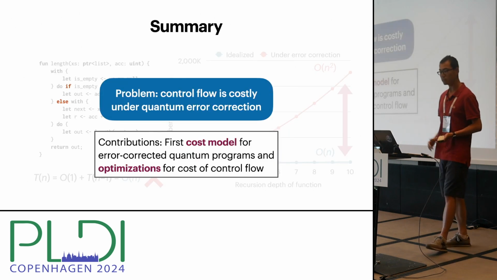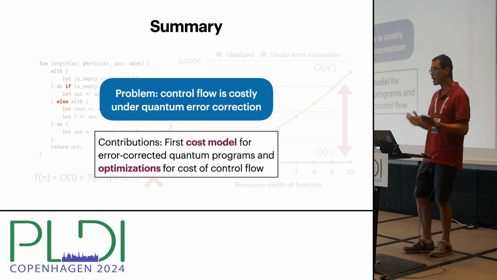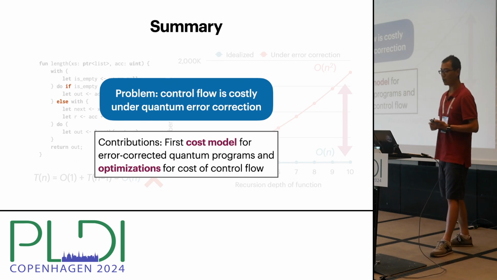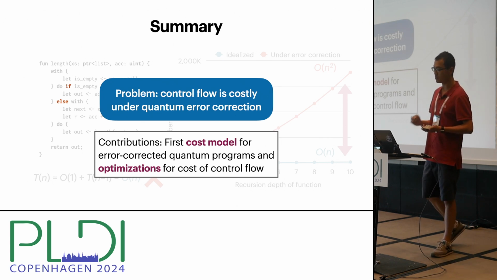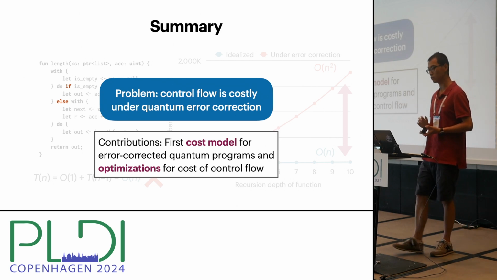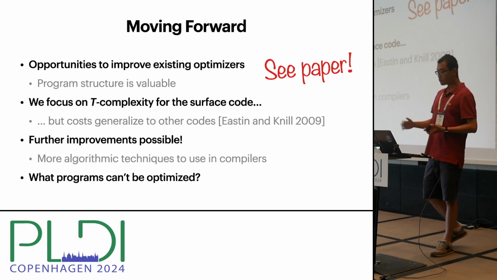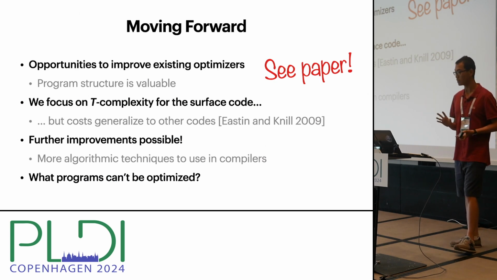Okay, so let's wrap up. The problem that we studied in this work is that programming with abstractions like control flow on a quantum computer with error correction is going to be very costly. And to address this problem, we introduce a cost model and some optimizations to help developers reason about and reduce these costs. Moving forward, there's a lot of opportunity here to improve quantum circuit optimizers by exploiting the kinds of program structure that we identified in this work.